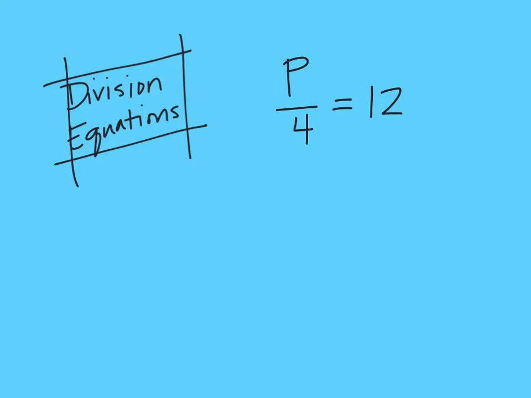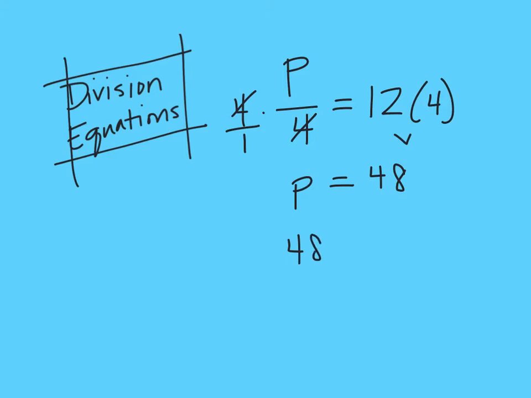So p is not alone and we need it to be. In order to get that alone, we need to use its inverse relationship of multiplication. So we're going to multiply that by 4. And we're going to multiply 12 times 4 because what we do on one side we need to do to the other. Now both of those 4's will cancel out. It's basically looking as if it's 4 over 1, which therefore p over 1 is just equal to p. Now p equals 48 because 12 times 4 is 48.